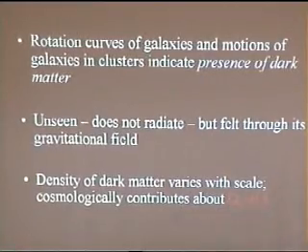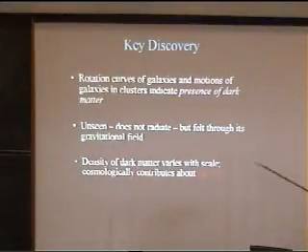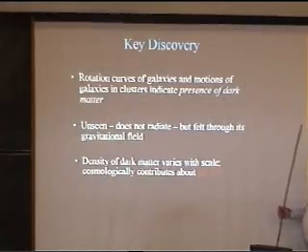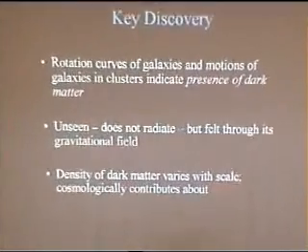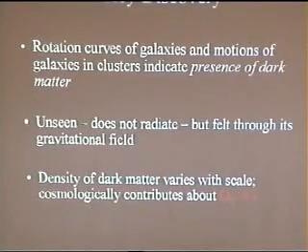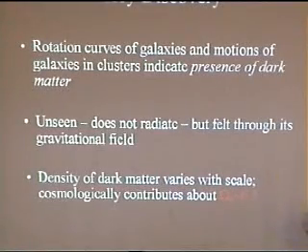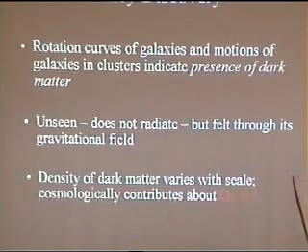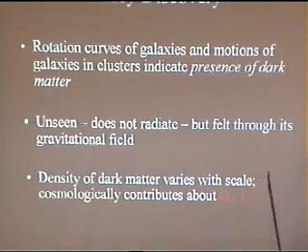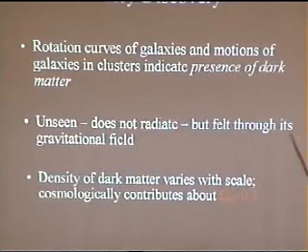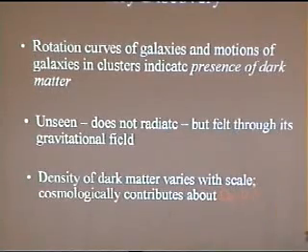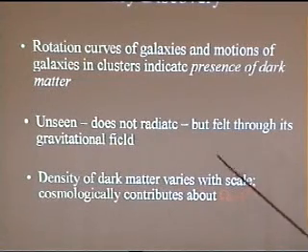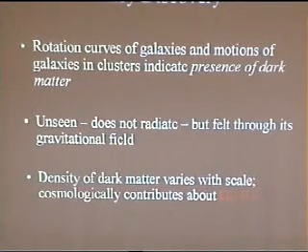The key discovery that came out of all of this is that the rotation curves of galaxies and the motions of galaxies and clusters indicate the presence of dark matter. If you take the velocities of rotation of a galaxy and model it in terms of the matter present that you can see, the luminous matter, there isn't enough to give you the rotation curves that you see. Similarly, for clusters of galaxies, there isn't enough visible matter to give the velocities which are seen. And so there has to be, holding them together, dark matter which is unseen. It doesn't radiate, but is felt through its gravitational field.